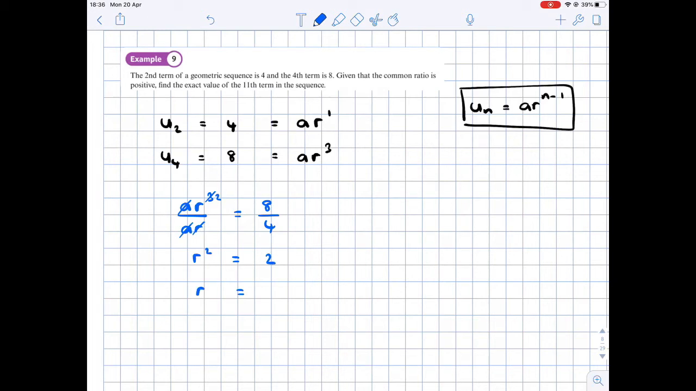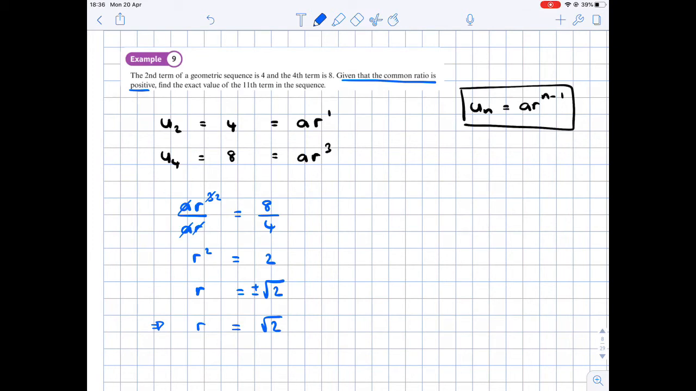Square rooting both sides, we have 2. Now normally, we would have a plus or minus there. However, we have been told that the common ratio is positive. Therefore, we deduce that r is equal to the square root of 2.